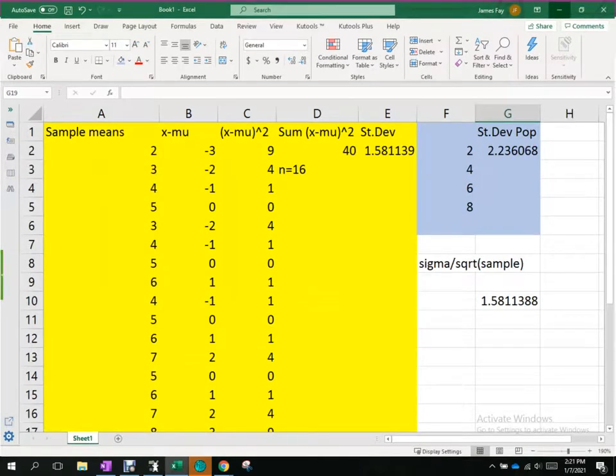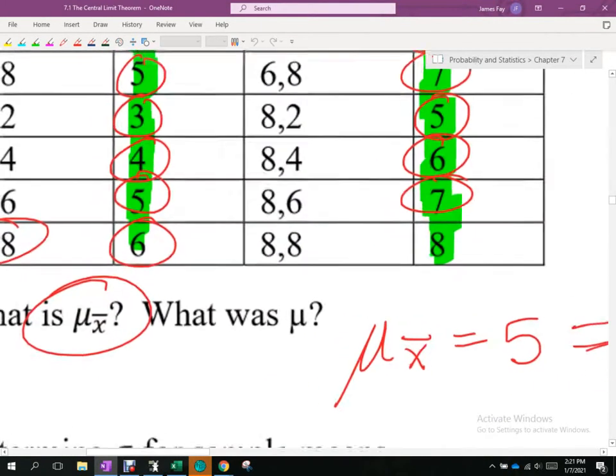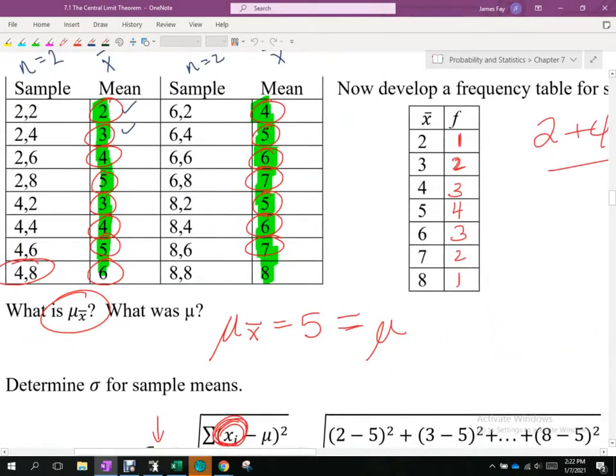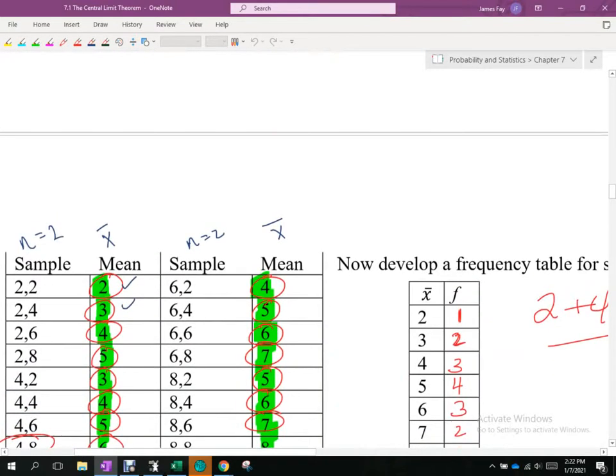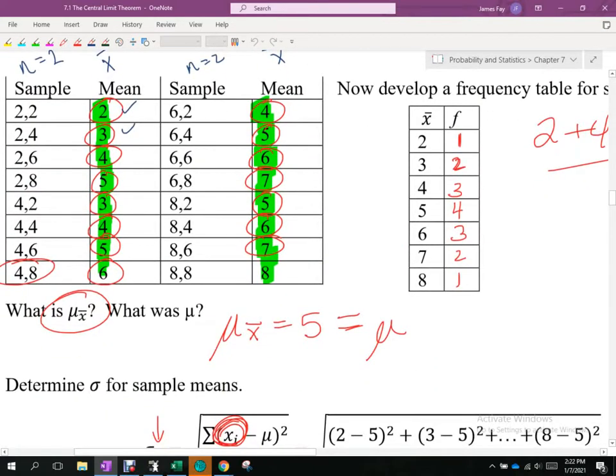When we take the mean, this symbol here is mu, which refers to the mean. Now we use a subscript of x bar. So we read this as the mean of the samples, the mean of the sample means. So these were my sample means. I got 16 of them, and this is then the mean of those 16 things.